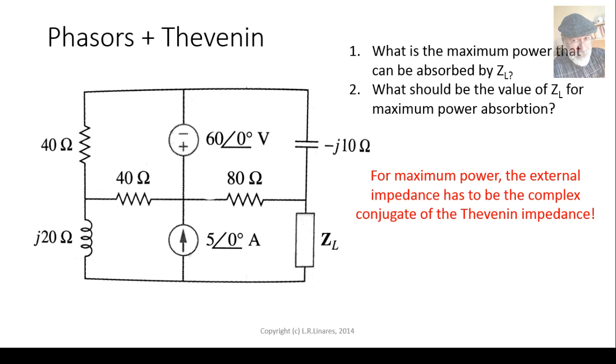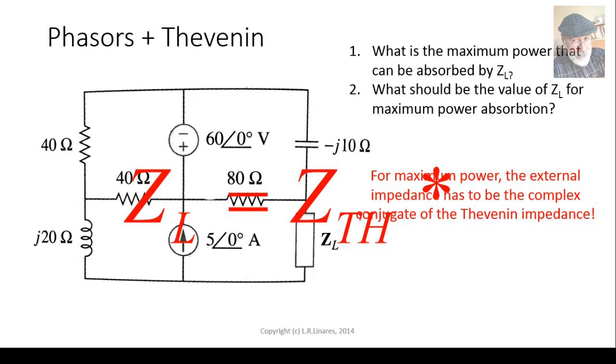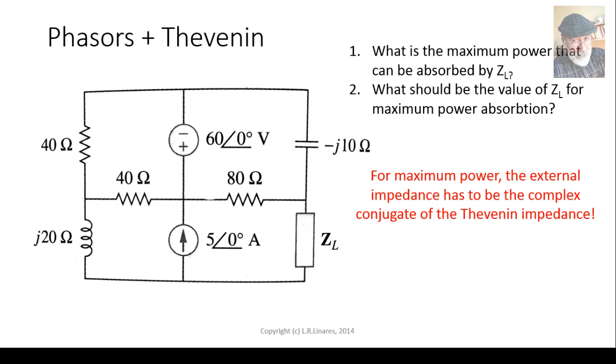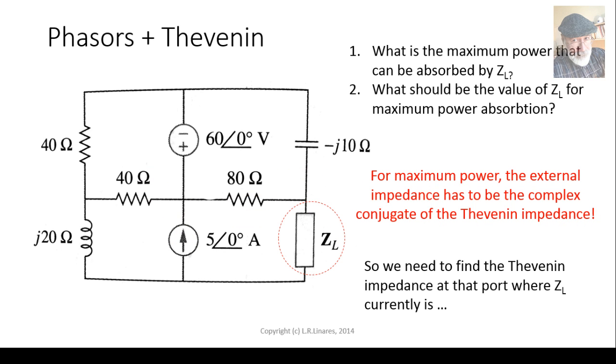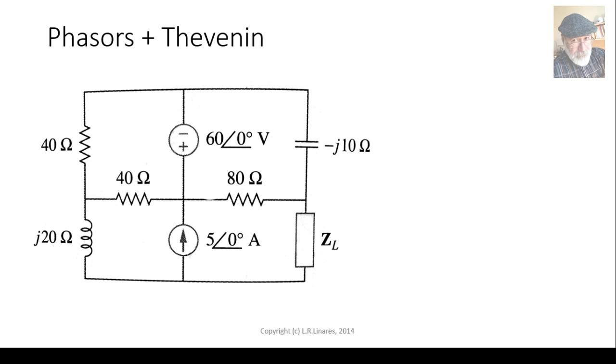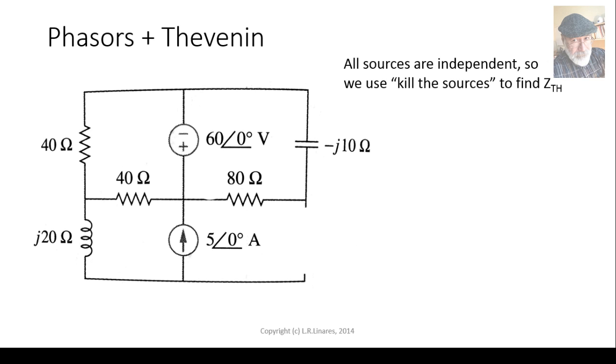For maximum power, we know that in AC steady state, the external impedance ZL has to be the complex conjugate of the Thevenin impedance of the rest of the circuit. That's right. So you make the external impedance the complex conjugate of the Thevenin impedance of the circuit. That means that we need to find the Thevenin impedance at that port where ZL is currently connected. The first task is remove that impedance there. Leave the port open to find the Z Thevenin.